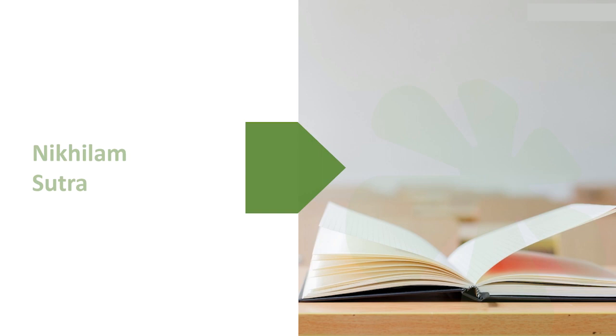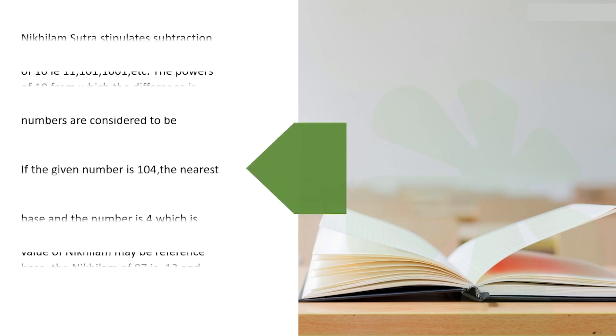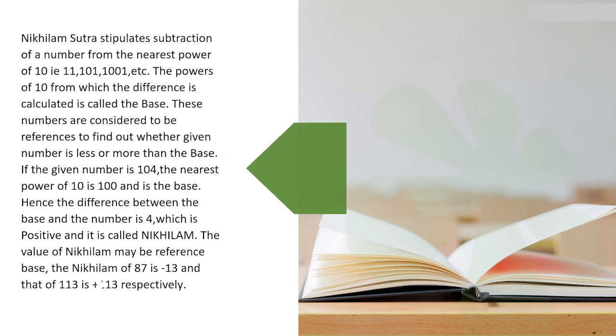So, what is Nikhilam? Nikhilam Sutra stipulates subtraction of a number from its nearest power of 10. So if we have a number like 11, we will take the base as 10, that is its nearest power, 10 to the power 1. If we have something like 998, then we will take 10 to the power 3. The nearest base is 1000. So the Nikhilam is the subtraction of the number which is of interest and its base.